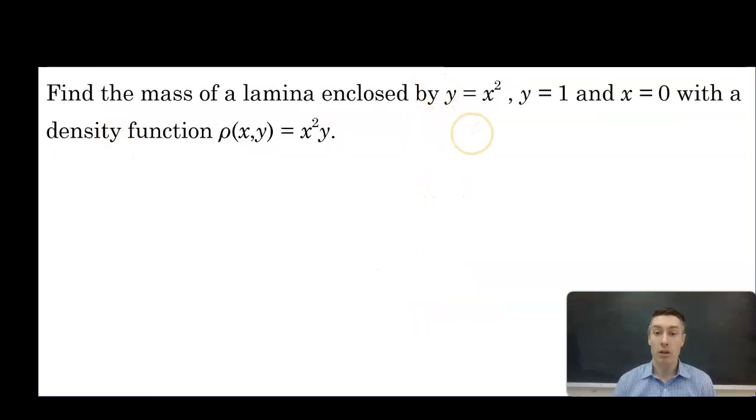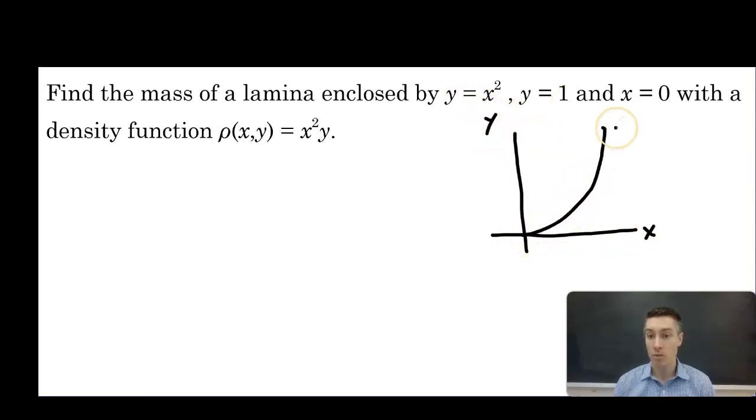Find the mass of a lamina enclosed by y equals x squared, y equals 1, and x equals 0 with a density function rho of xy equaling x squared y. So first let's draw our region just so we can see where we are integrating. We only need the first quadrant. We have y equals x squared, y equals 1, x equals 0 is the y-axis, so here's our region. The intersection between those two curves would be at x equals 1. You could show it out algebraically, but I think we can agree upon that.